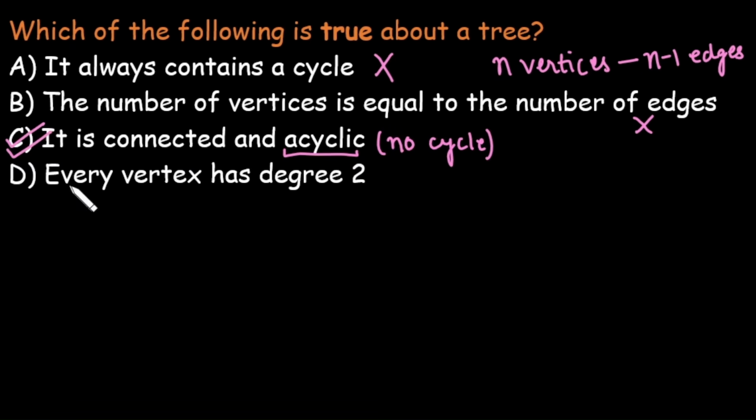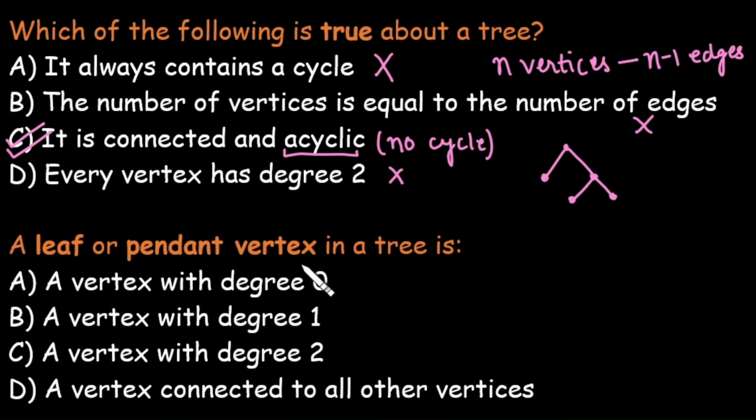What about D? Every vertex has a degree 2? No. We can take a graph of this form and check whether it is a tree. Yes, because it is connected and it has no cycle. Moreover, the degree of these three vertices is 1 and this vertex has a degree 3. It means every vertex is not of degree 2. Hence, option D is also incorrect.